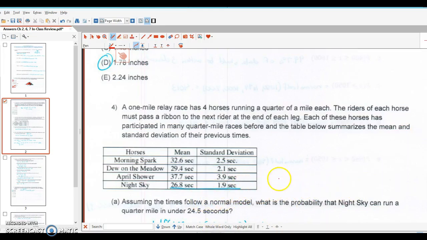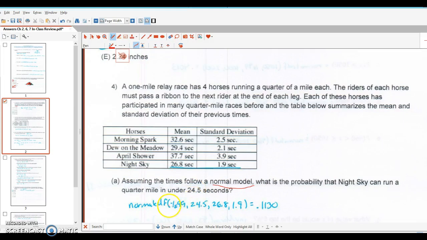Okay, so because we have the information that does follow the normal model, we can use normal CDF. So under 24.5 seconds would be between negative infinity and 24.5. You could use a more realistic lower bound like 0. There's no way it can finish faster than 0 seconds. But just to stay consistent, I use negative infinity.